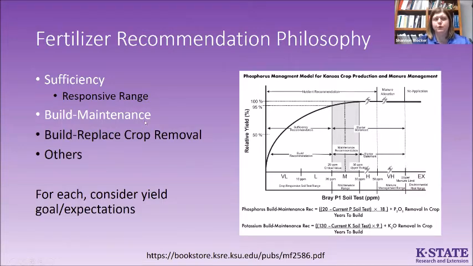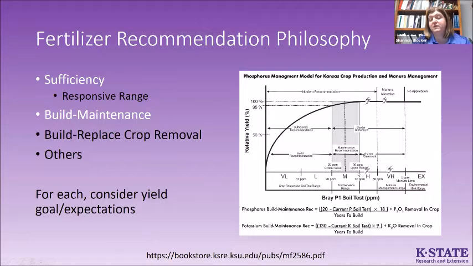Build maintenance is a newer, not new, but newer K-State recommendation. And the idea behind that more closely matches a lot of the other ag businesses and labs, and that is to try to get the levels of the nutrients that are not lost over time as easily, like phosphorus and potassium, into what they call a maintenance range. And the research that we have done has found that for phosphorus, that's between 20 and 30 parts per million.